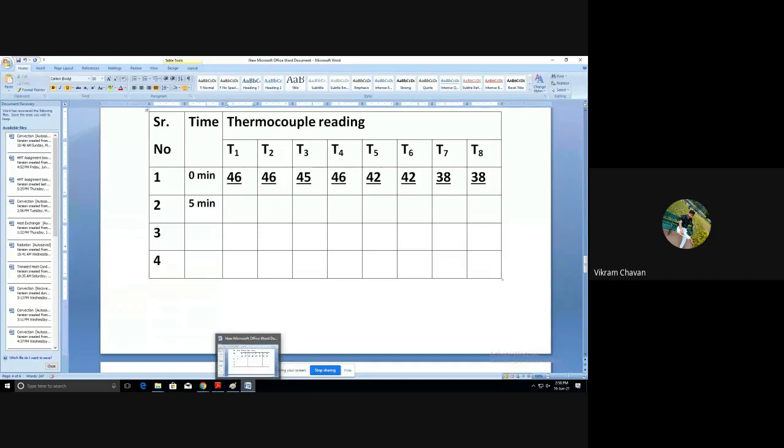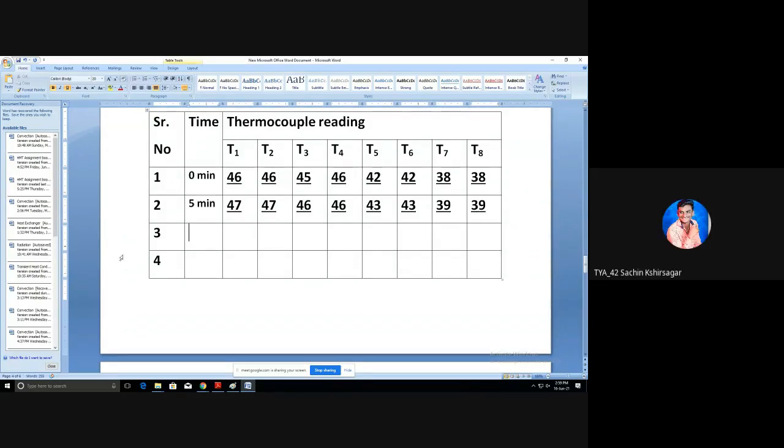T1 second reading: 47. T2 also 47. T3 46. T4 46. T5 43. T6 43. T7 39. And T8 also 39, right? Yes. Okay, 10-minute reading, third reading.